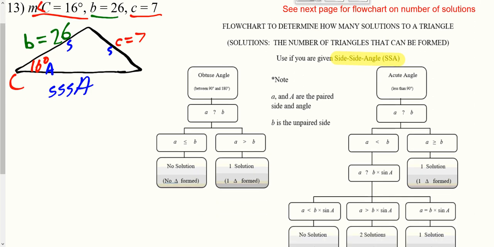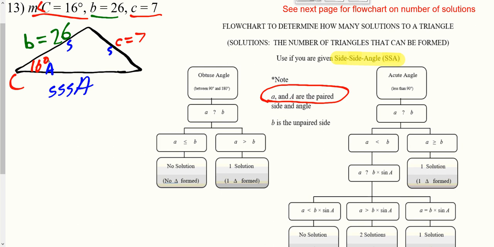Now, for the sake of this flow chart, please note that A, lowercase a, side A, and angle A are always the paired side. What we have over here in red, the paired side where we have an angle and a side that we happen to know. Now, if it's not a side-side-angle, we can just go ahead and solve it like normal.